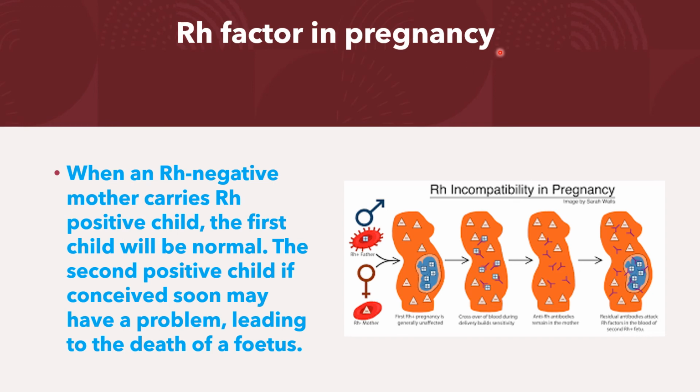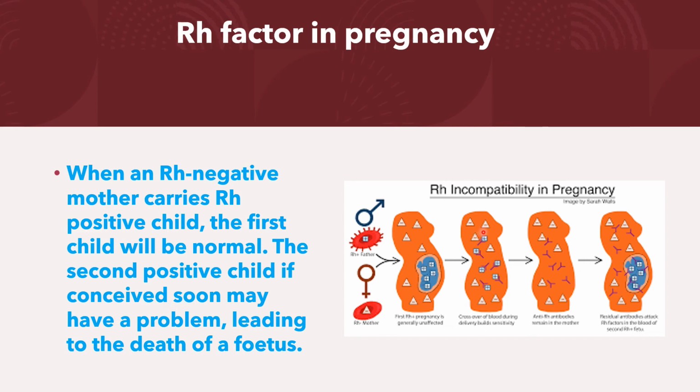RH factor in pregnancy. When an Rh negative mother carries an Rh positive child, the first child will be normal. The second child, if conceived soon, may have a problem. It can lead to the death of the fetus.